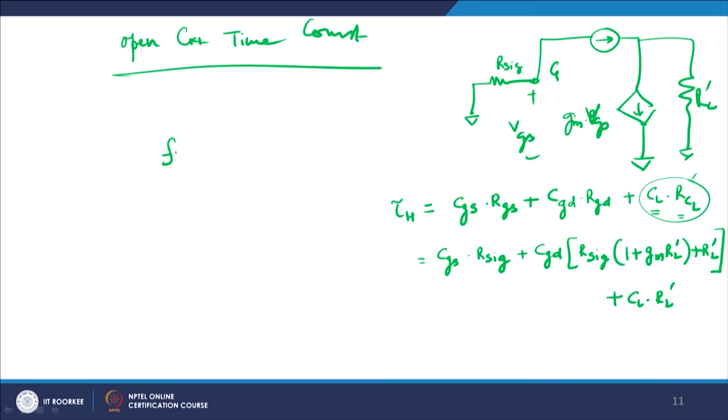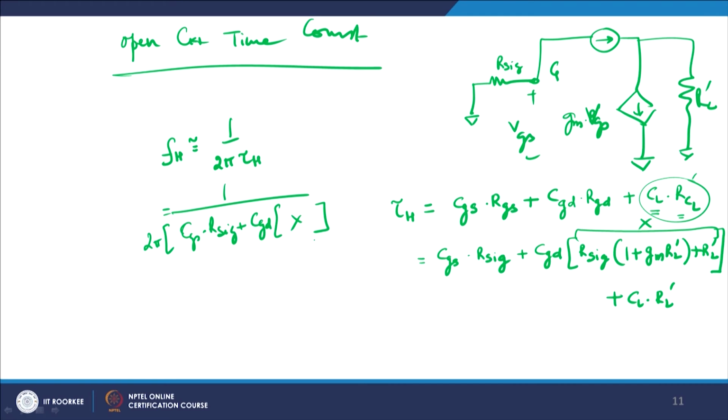So, if you solve it, fH becomes approximately equal to 1 by 2 pi tau H. If you put tau H down, I get 1 upon 2 pi, CGS multiplied by R sig, plus CGD multiplied by this whole quantity, suppose this is X, plus CL times RL prime. So you see that the fH value depends upon the value of your gate to source capacitance. It also depends upon the value of gate to drain capacitance, but multiplied by 1 plus gm RL because of the Miller multiplication factor, and it also depends upon the value of your external load, which is seen by us. And that gives you a nice idea about the open circuit time constant for this case, for the case of common source configuration.